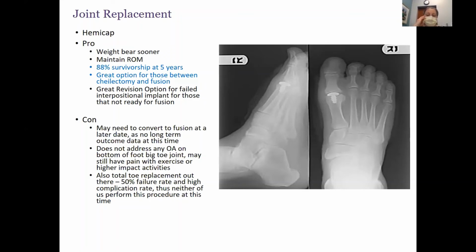Just for full disclosure, there is also a total toe replacement that's out on the market. That's where they replace both sides of the joint. So on this side, we're just replacing the metatarsal head where we know that the cartilage gets worn down. Unfortunately, I did not perform a total toe replacement because they have a 50% failure rate and a high complication rate. And so as a result, I did not perform that procedure, but there are providers out there that do perform total toe replacements.